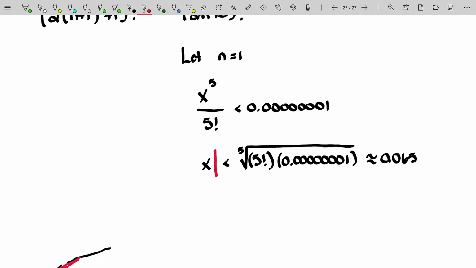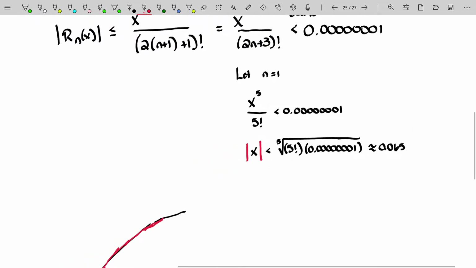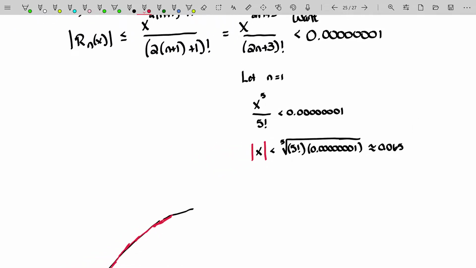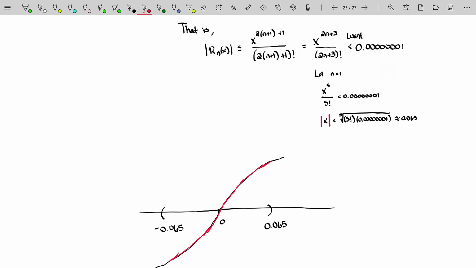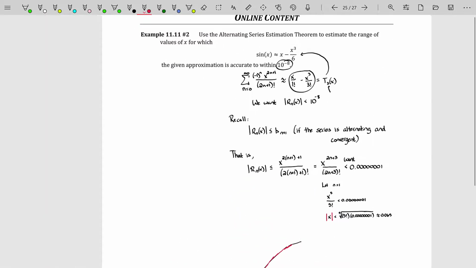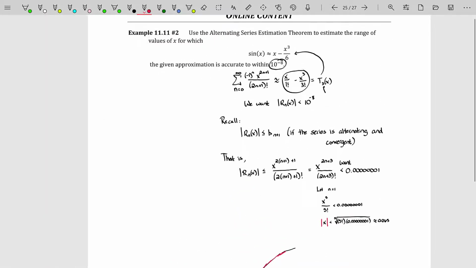Honestly, it's actually the absolute value of x is less than 0.065. So that's a good example of the alternating series estimation theorem.